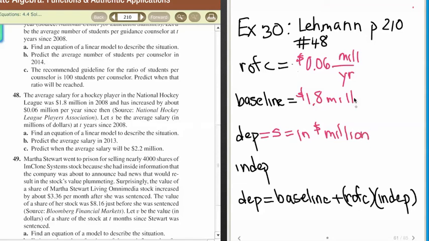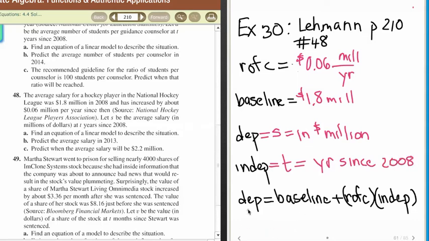And then our denominator is our independent value. Those are the years. And it tells us that T is the years since 2008. So T is our independent variable's name, and this is years since 2008. And we need to put that in there because that is absolutely relevant.